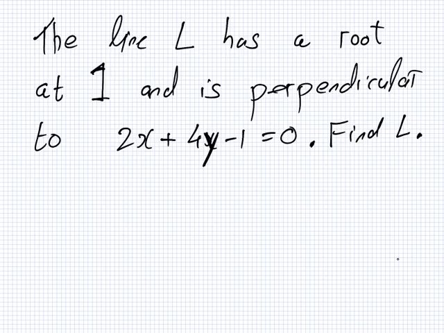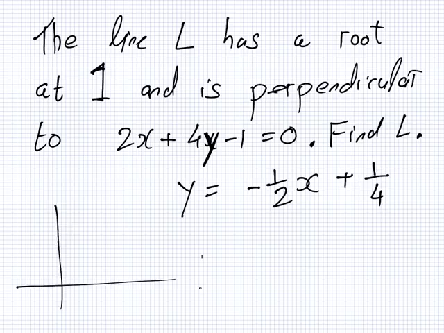So what should I do first? Rearrange this. So I got y equals minus a half x plus 1 over 4, although that's not important. So what slope do I have for my line L? 2. Yeah. So this has slope 2 because it's perpendicular to that.